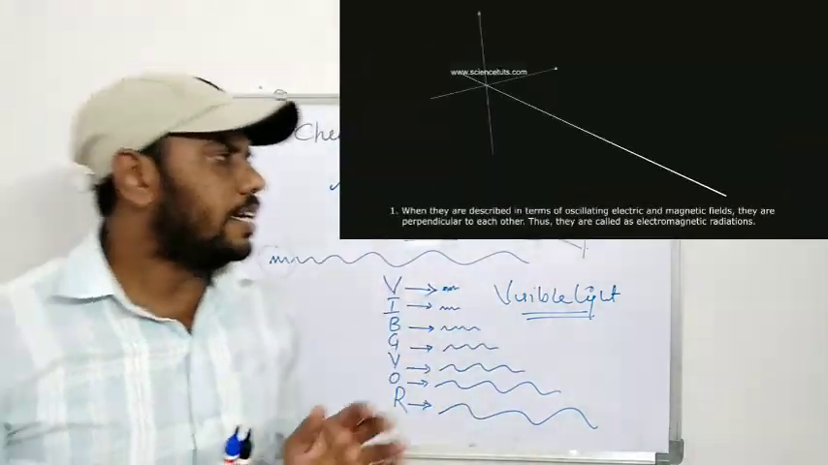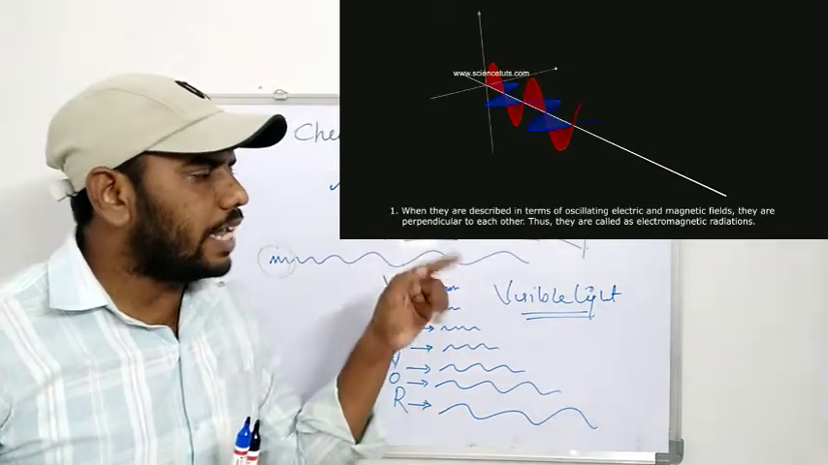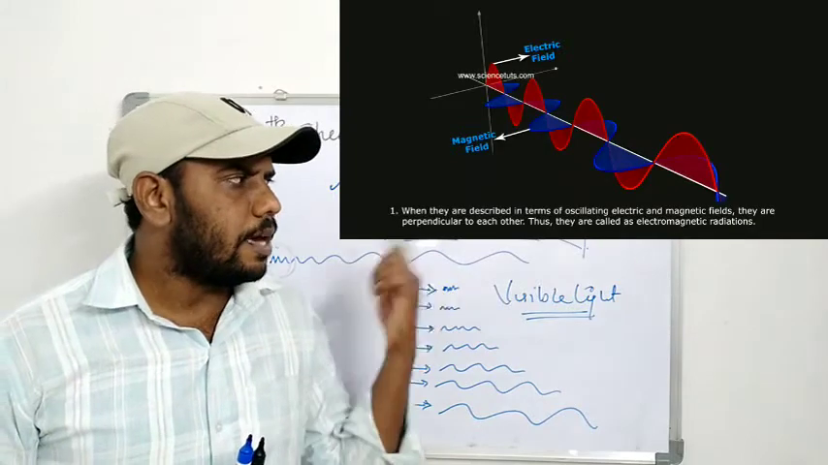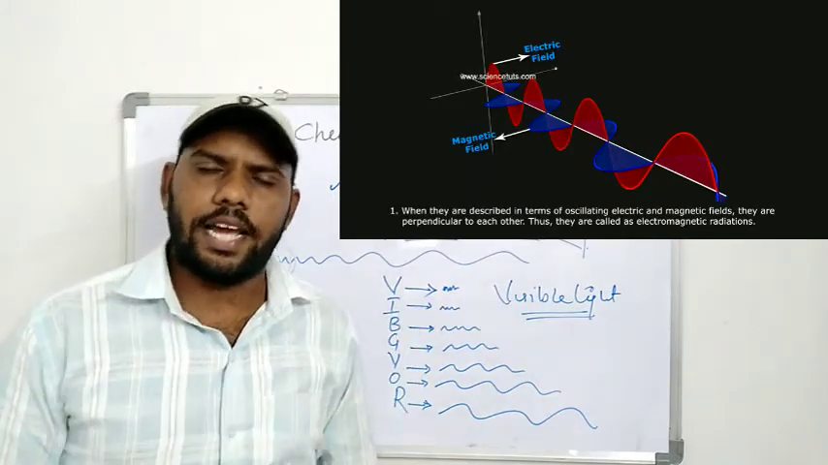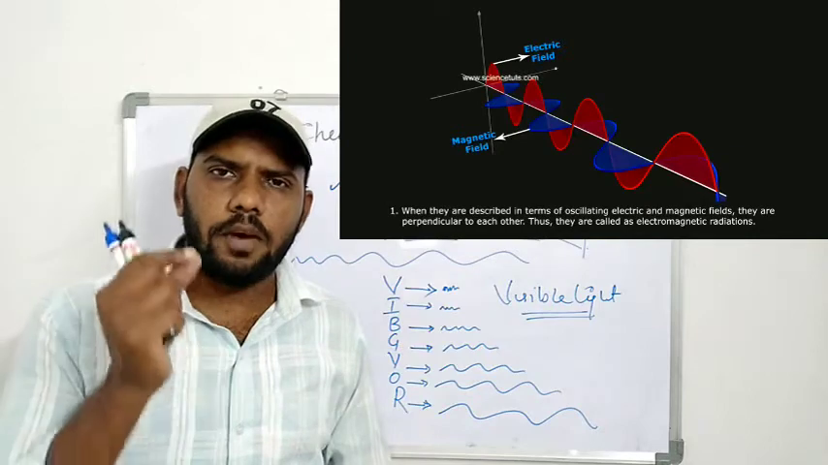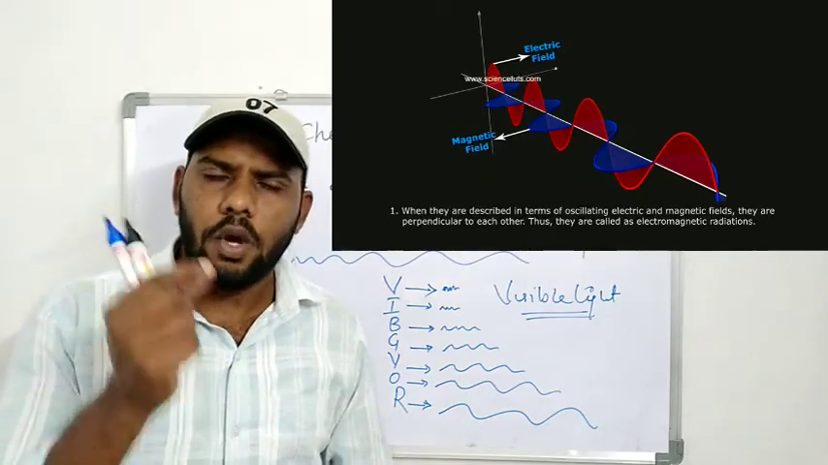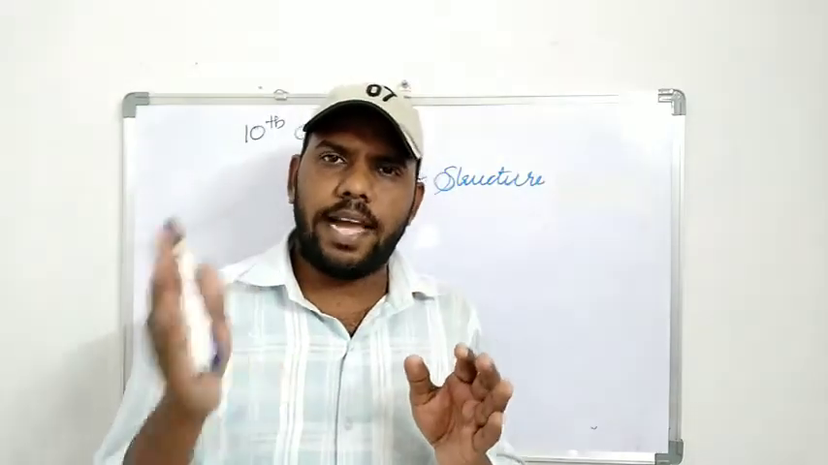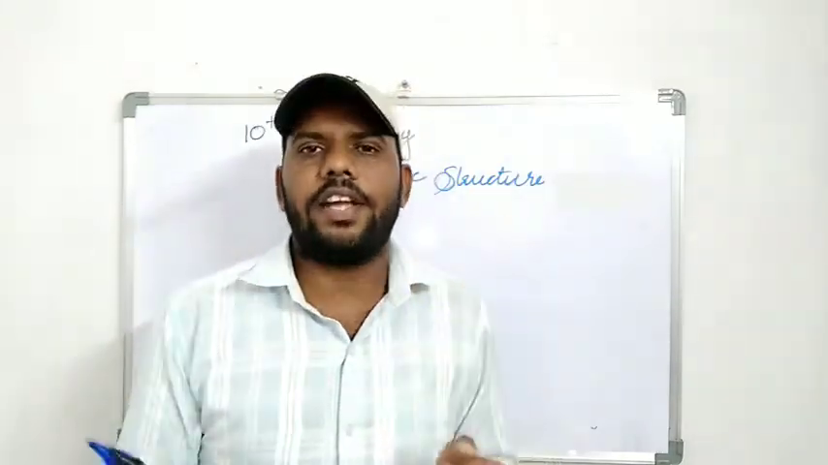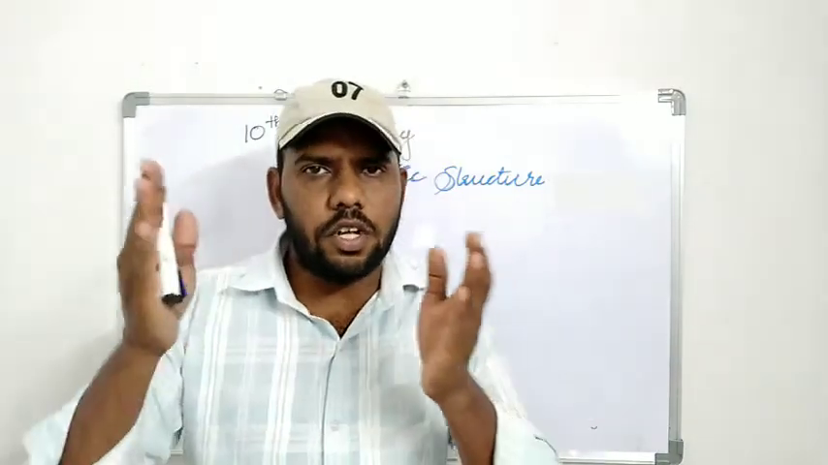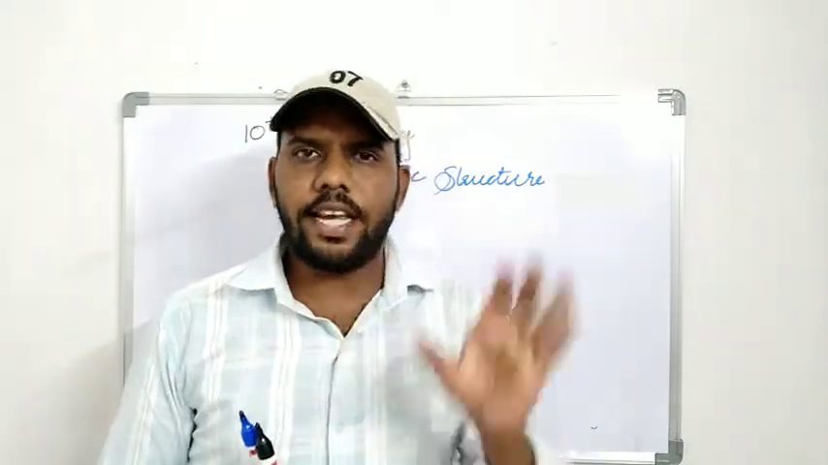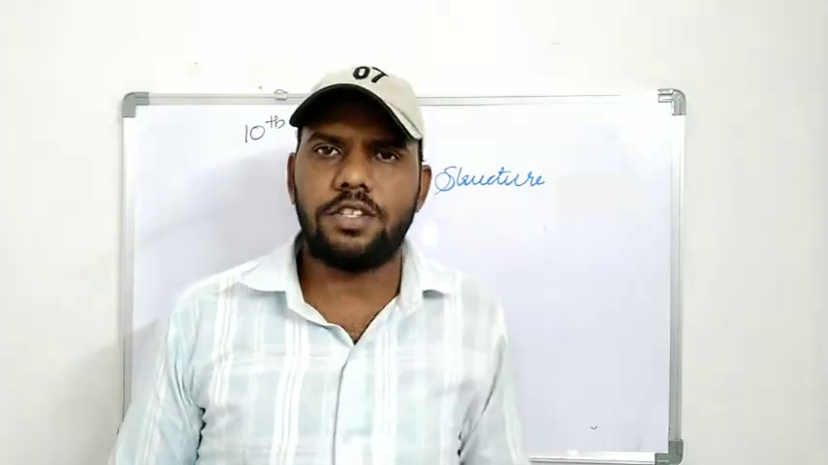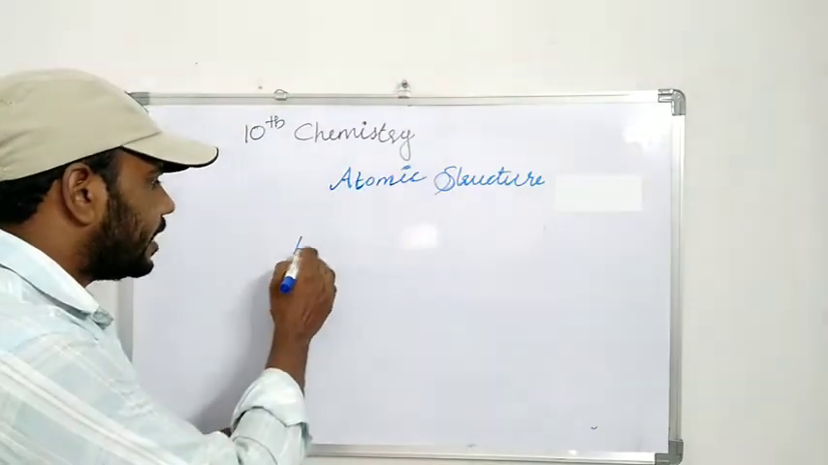You can see here in this graph the movement of the electric field. Both change, but both are in perpendicular directions. This is what we call electromagnetic waves, or the electromagnetic field. Understood, children? The electromagnetic wave has a wide variety of frequencies, from shorter to longer frequency. The entire range of electromagnetic wave frequency is known as the electromagnetic spectrum.